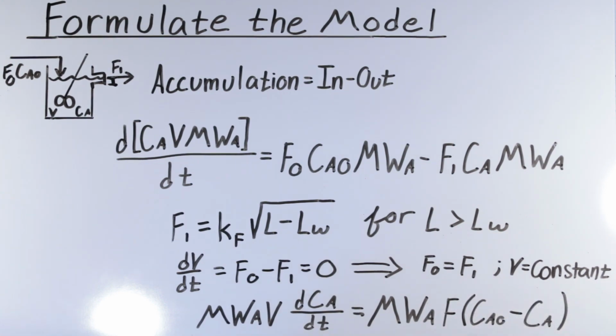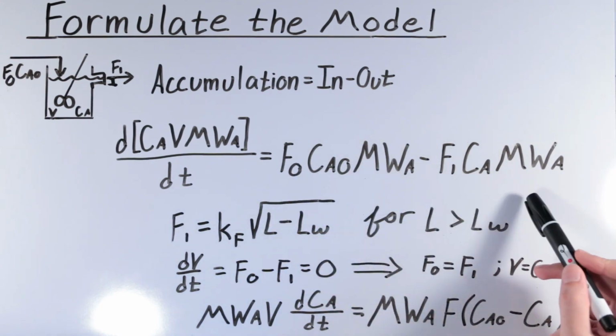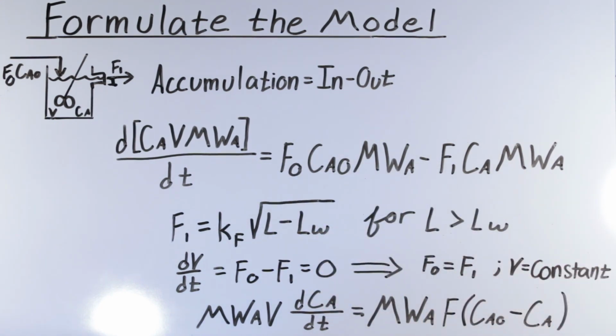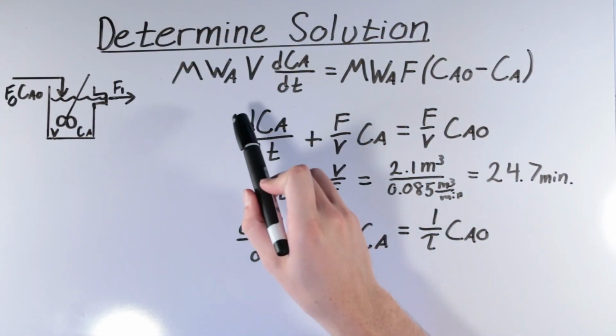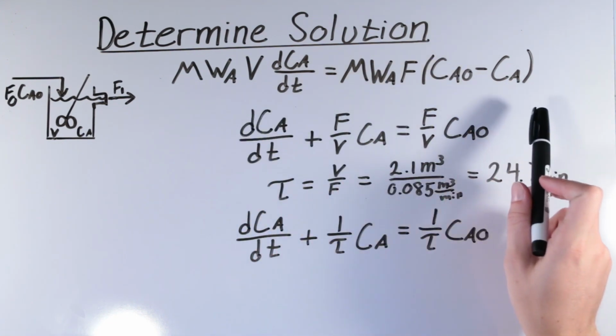With these equalities, we can rewrite our differential mass balance from above as this down here. Notice that the molecular weight and volume have been factored out of the differential because they do not change with time. And notice that the subscripts from f sub 0 and f sub 1 have been removed and substituted just as flow f. So this is our solution equation.